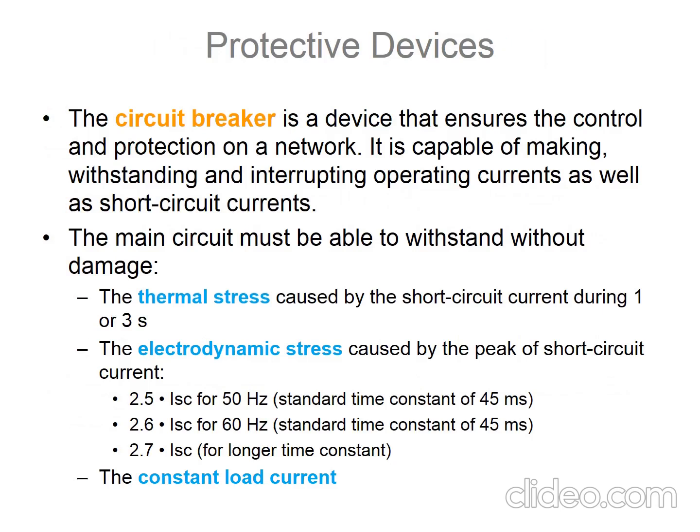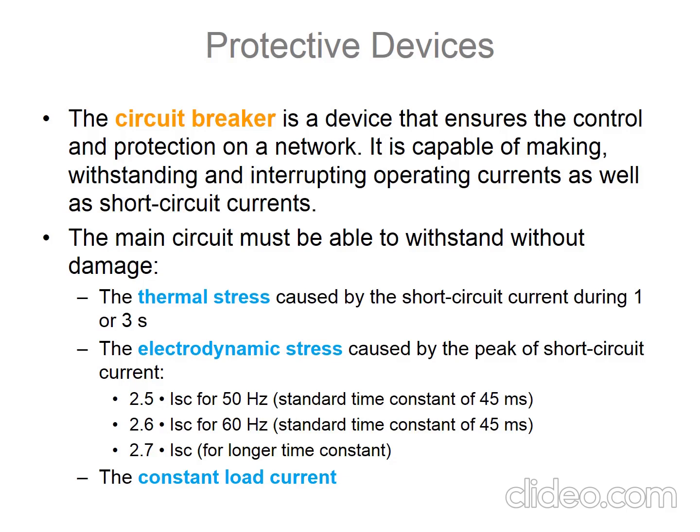Okay, next is the last subtopic, protective device. The circuit breaker is a device that ensures the control and protection on a network. It is capable of making, withstanding and interrupting operating currents as well as short circuit currents.